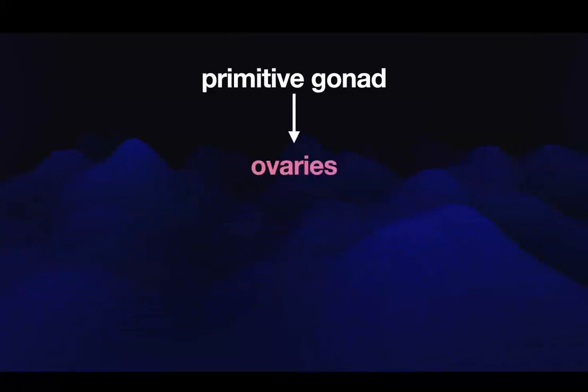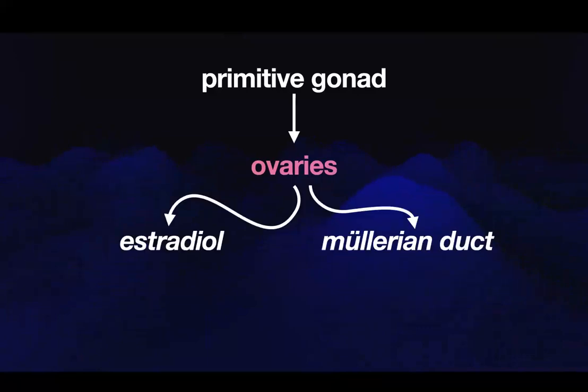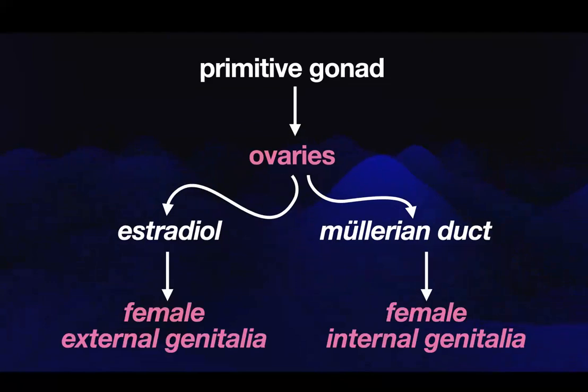However, let's use an initial template. Imagine someone does not have the annoying Y chromosome. They're going to have a primitive gonad. The default template is to turn that into an ovary. The ovary is going to produce estrogen, and this is also going to help produce something called the Mullerian duct, right? That estradiol, that estrogen is going to be very important in producing the female external genitalia.